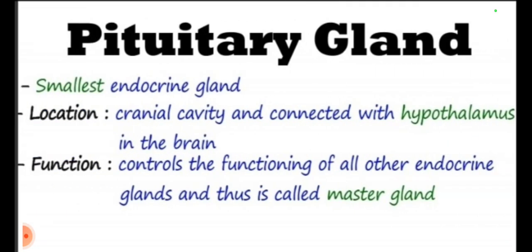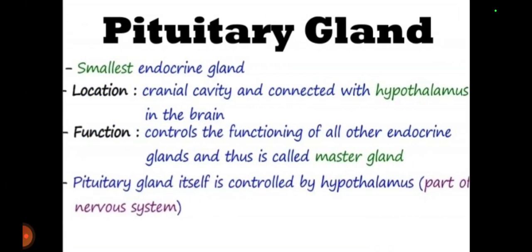But the function of the pituitary gland is that it controls all other endocrine glands. Though it is very small, it controls all other endocrine glands. That's why it is called the master gland. Then who controls the pituitary gland? The hypothalamus controls the pituitary gland. What is the hypothalamus? It is part of the nervous system.